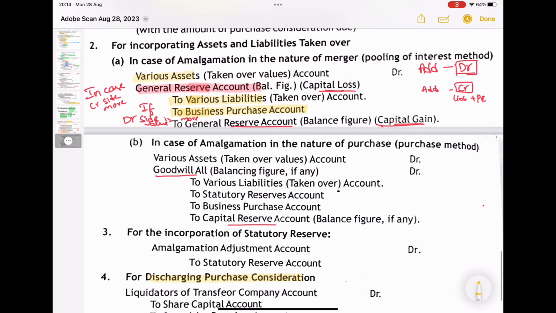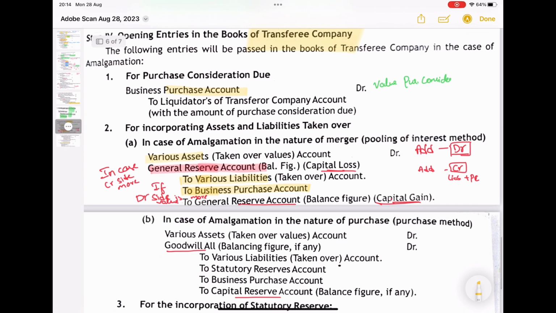So these are the 4 entries which we will pass at the time of opening entries in the books of transferee company. So totally maybe 10 to 11 entries in the closing entries, and these 4 compulsory entries will be in the transferee company. Totally 15 entries will be passed. Along with this, they might ask for the balance sheet also. So balance sheet in the books of new company. So we are going to calculate the balance sheet as well.